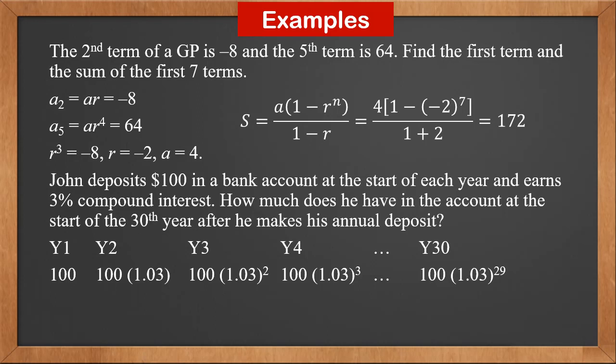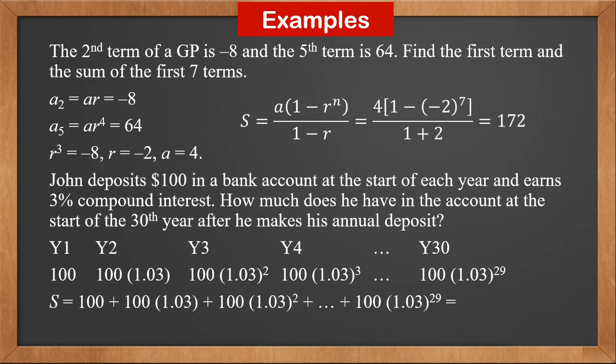This is the $100 deposited at the start of year 1. For the $100 deposited at the start of year 2, it grows to 100 times 1.03 to 28 at the start of year 30. For the $100 deposited at the start of year 3, it grows to 100 times 1.03 to 27 at the start of year 30. So on and so forth. The deposit at the start of year 30 is $100.